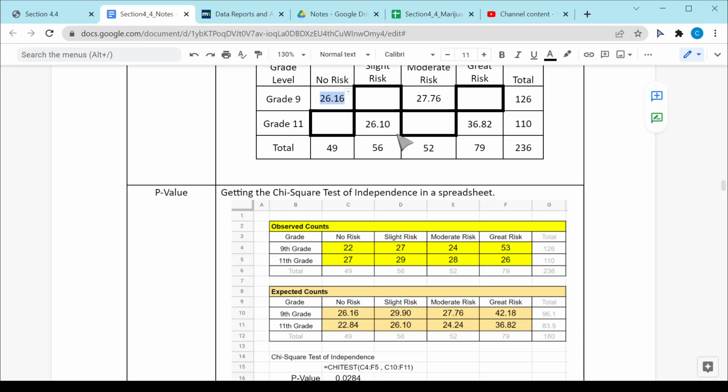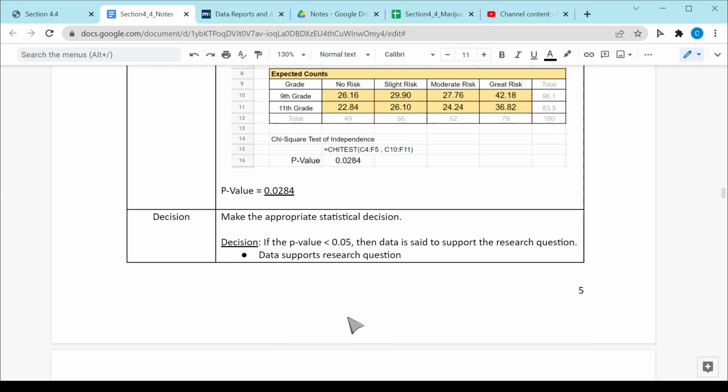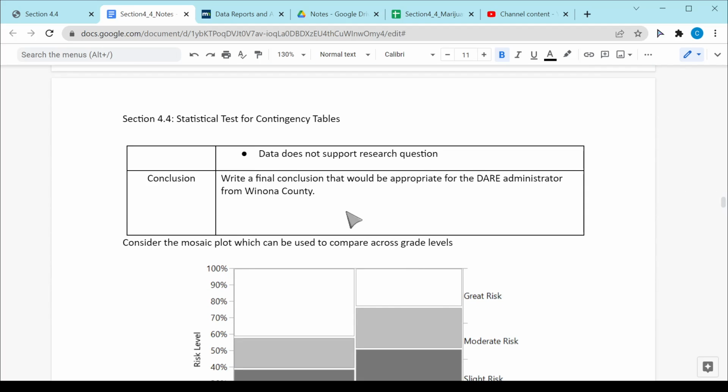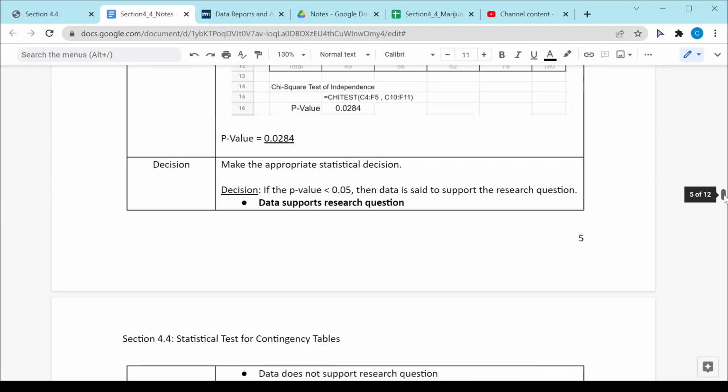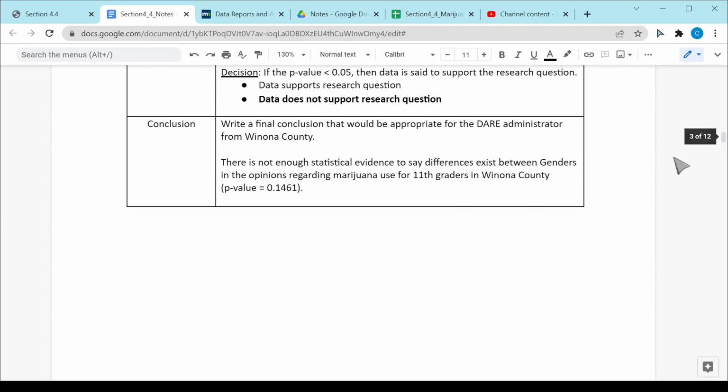And then I'm going to do my chi-square test just like I did before. The p-value here is 0.0284. This is less than 0.05. So I'm going to say that the data does support the research question for this particular example. So I am going to be able to say, so let's go ahead and go back up and get the conclusion that I wrote before and just modify it slightly.